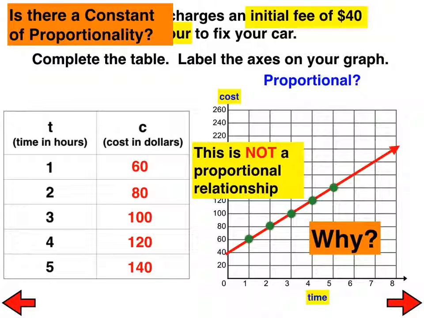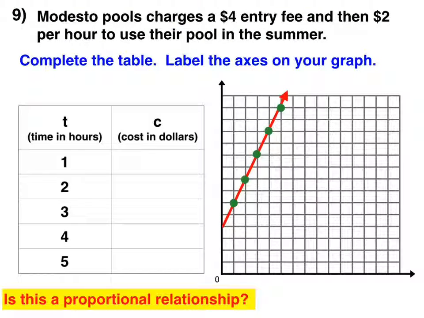Okay? So what is the constant of proportionality? There is no. Good. There is no constant. It's not proportional, so there's no constant. It's called a constant of proportionality, after all. Okay? Number 9, almost done.